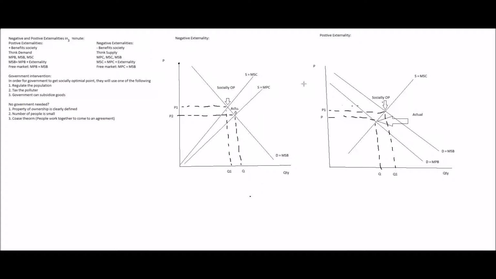Now, there's a scenario where the government may or may not be needed. And in this case, two firms can come together and agree with each other based on these three things. One, property ownership is clearly defined. Two, the number of people is small. And three, the Coase theorem. And this is essentially just people working together to come to an agreement.